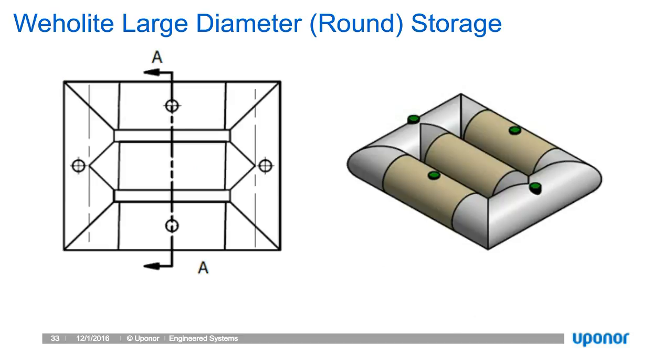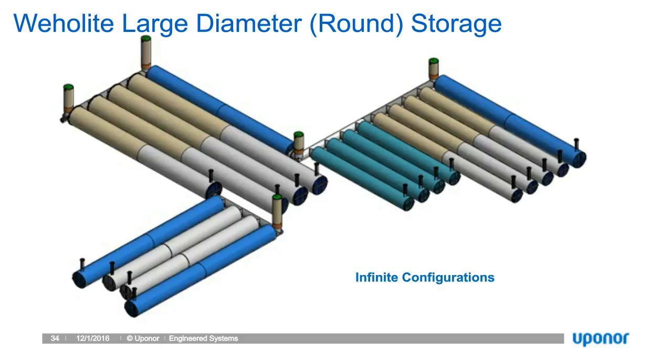Here's just another example of the infinite configurations we can provide. This is just a simple 3-barrel manifold system, and then obviously that can grow to accomplish whatever you require for your given site.